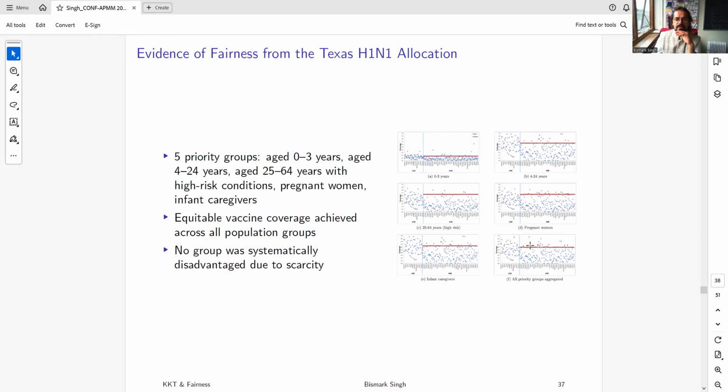And the red dots up here, which are almost a horizontal line, denote the final coverage after the optimization model. You can see that this line comes up to be practically flat. So this shows that no group was being systematically disadvantaged due to resources being scarce. This is an important policy aspect which motivated this notion of fairness for us, and you could do this even when the resources are scarce. So that's the important finding.